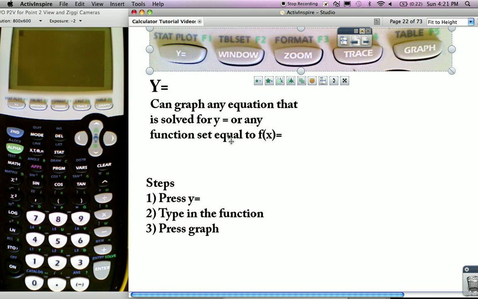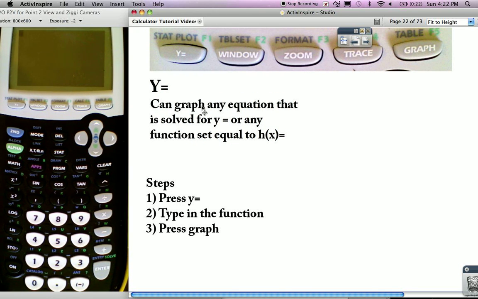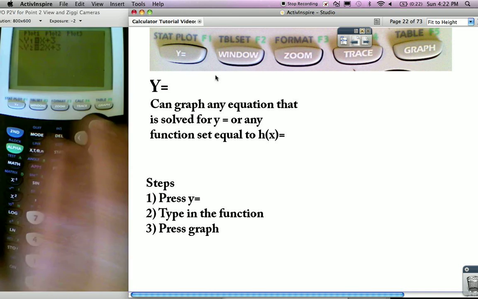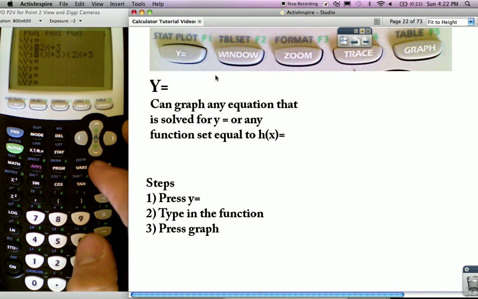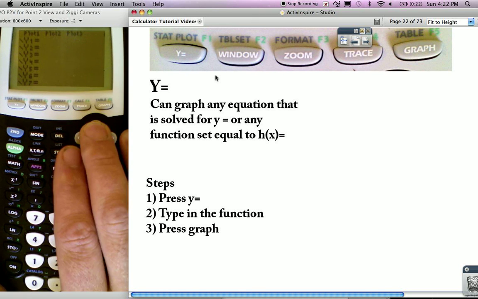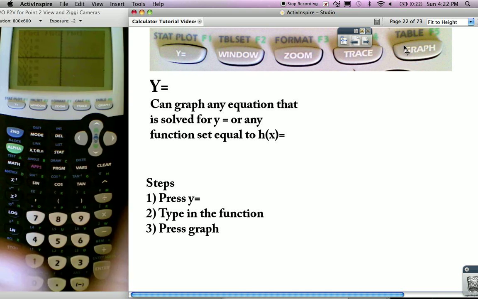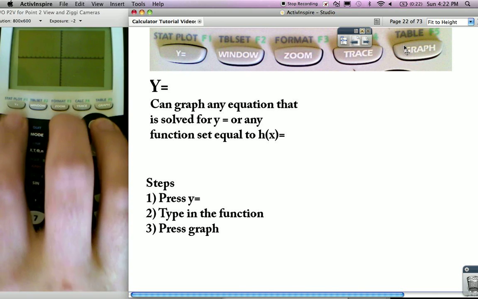It can graph any equation solved for y, or any function set equal to f of x, or I could change that to g of x, or h of x. Any function can be graphed using this button. It's pretty straightforward to use. I'm sure you've done it 100 times. You press y equals. I'm going to clear all these out. You type the function, and then you press graph over here, and then you get a graph. It's pretty easy.